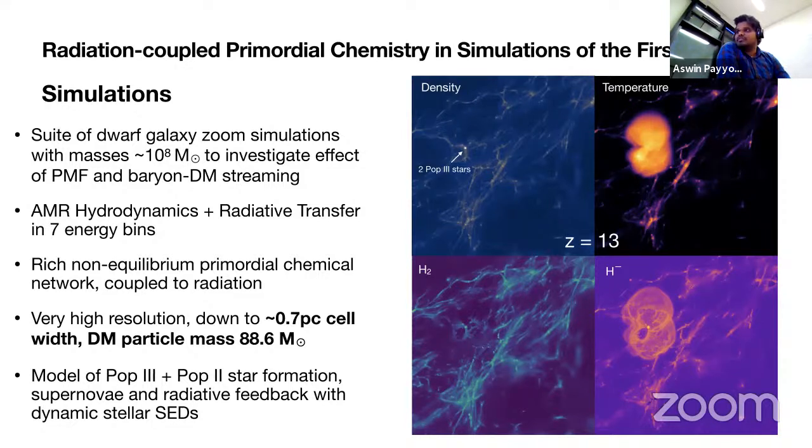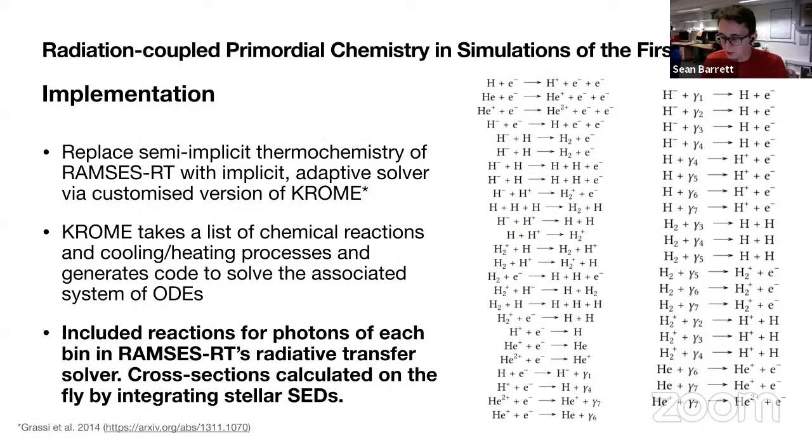Okay, maybe you could say something about, okay, we have another question from, hi Sean, very nice talk. Which photochemical reactions are you including in your network? So they're all listed here. There's a few extra reactions involved with the formation of HD, but these are all the photochemistry. So ionization of hydrogen and helium, and dissociation of H2 and dissociation of ionized H2, and emissive recombinations as well.